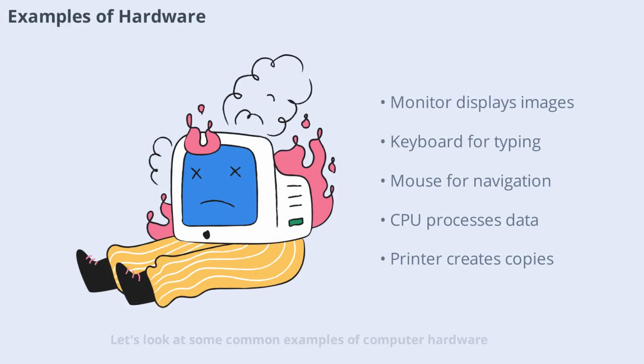Let's look at some common examples of computer hardware. The monitor displays everything you see on the screen. The keyboard lets you type and enter data. The mouse helps you navigate and click on items. The CPU, or central processing unit, is often called the brain of the computer. And don't forget about the printer, which allows you to get a physical copy of your documents. Each of these parts plays a unique role in making your computer useful and interactive.